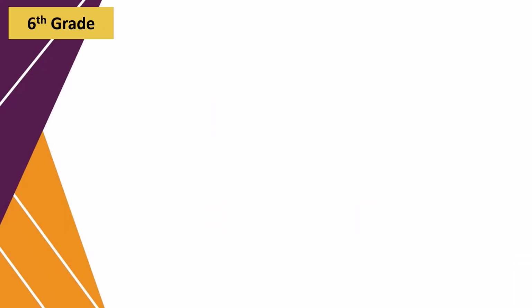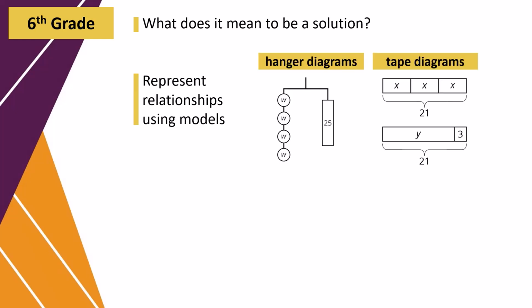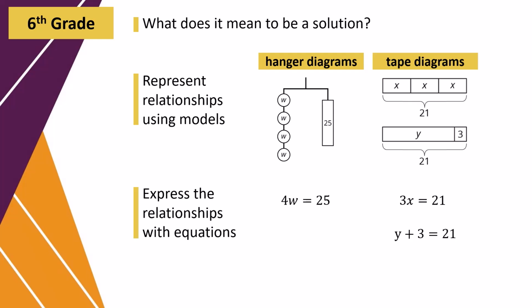In 6th grade, students learn what it means to be a solution to an equation, an essential understanding that will be revisited in this Math 1 unit. They represent relationships using models. This includes hanger diagrams and tape diagrams. Remember that they are working within the context of a real-world situation to help them model and make sense of the problem. Students represent the relationships with equations and solve them algebraically using inverse operations.